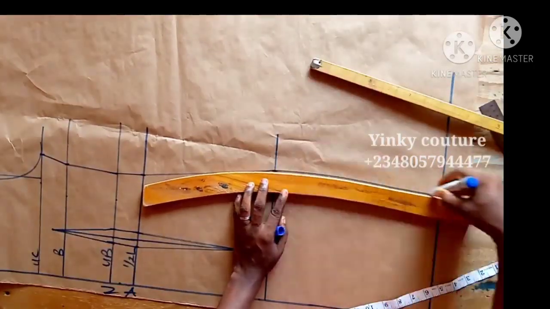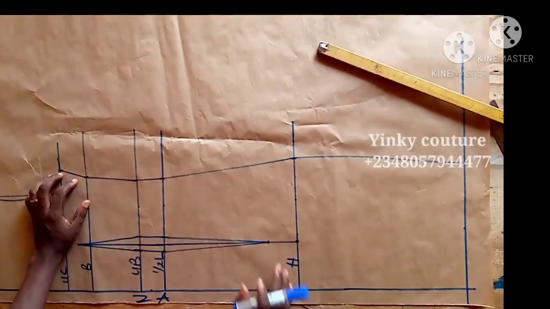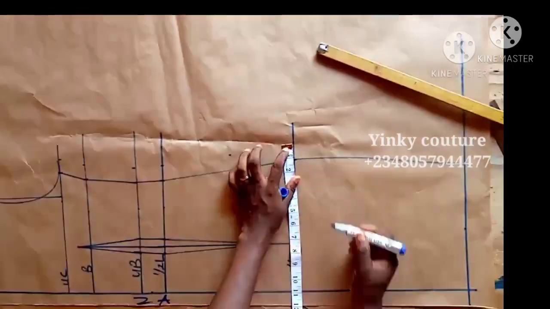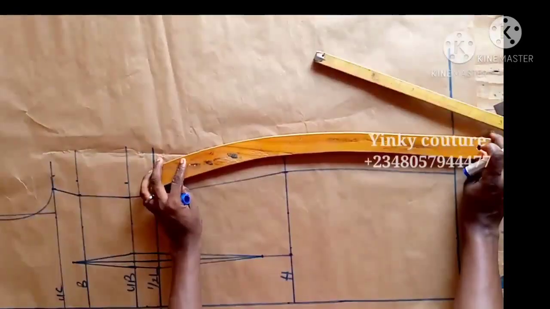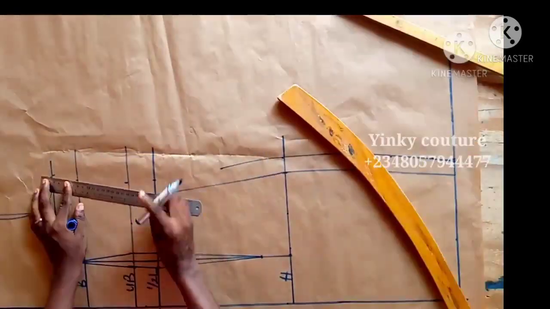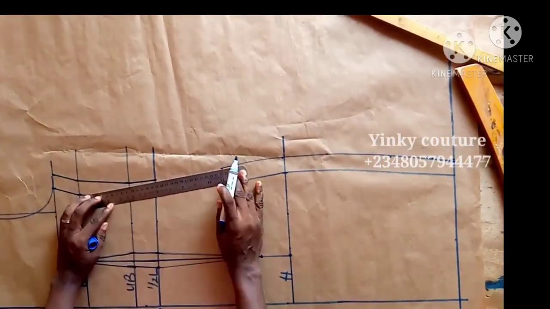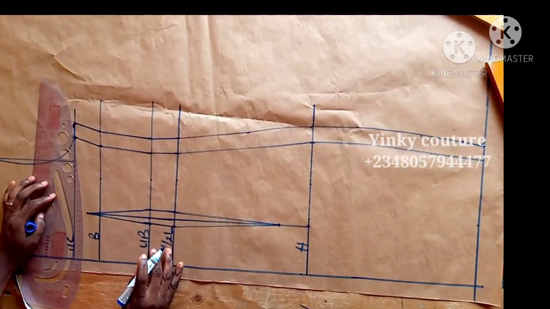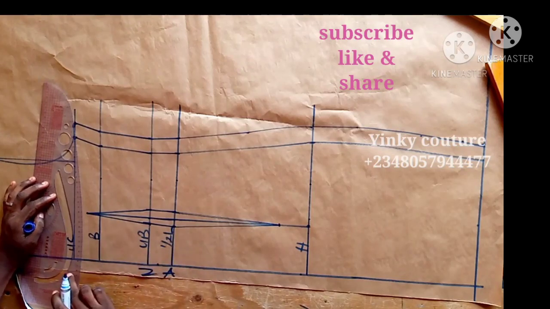So then I will do it with my hip curve like you are seeing it. So I'll add a sewing allowance of 1 inch the way I did for the front panel. The sewing allowance and the seam allowance is 1 inch altogether.